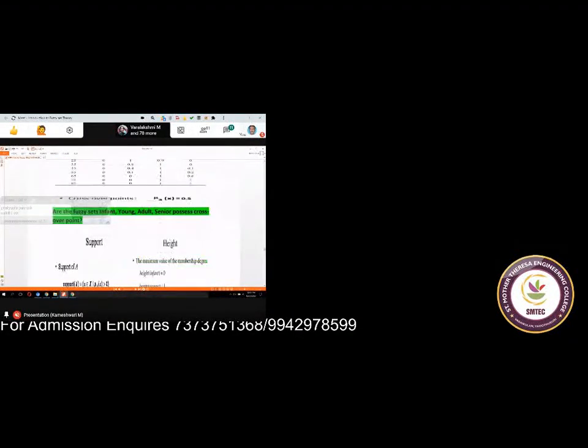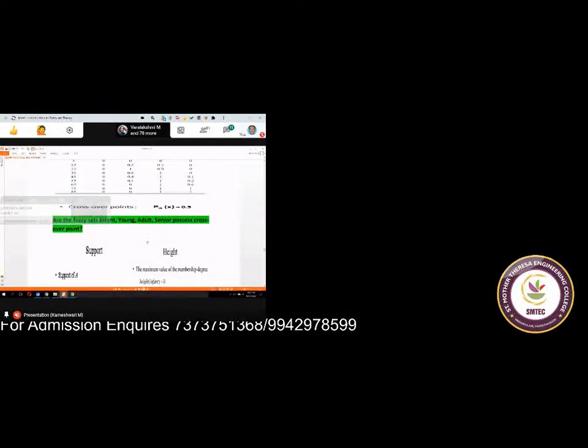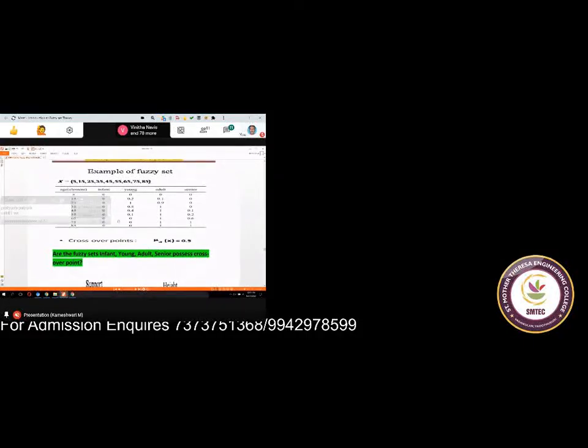Yes. The maximum membership value is called the height. The maximum value in the membership degree is called the height. With respect to infant, all the values are small, therefore the height of infant is 0. With respect to young, what is the maximum membership value? 1. So therefore, the height of young is 1.